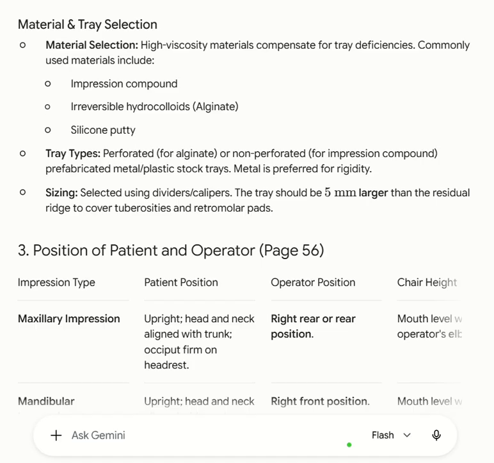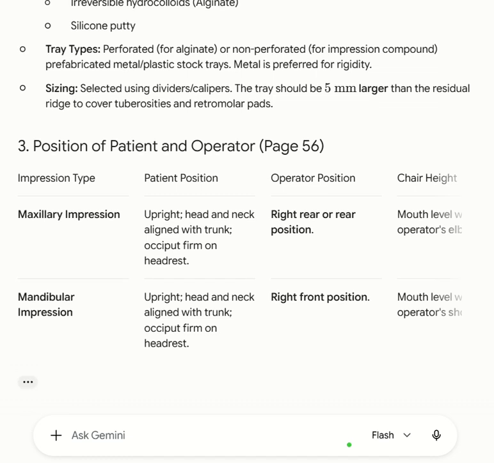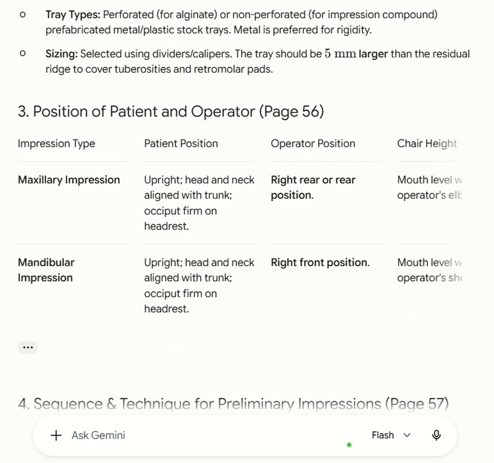3. Position of patient and operator, page 56, impression type. Patient position, operator position, chair height. Maxillary impression: upright, head and neck aligned with trunk, occiput firm on headrest. Right rear or rear position, mouth level with operator's elbow. Mandibular impression: upright, head and neck aligned with trunk, occiput firm on headrest. Right front position, mouth level with operator's shoulder.